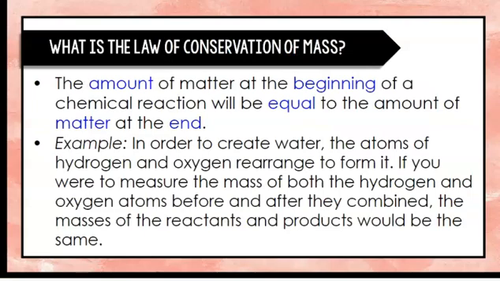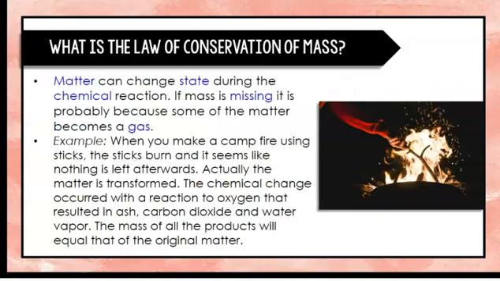Remember, the amount of matter at the beginning of a chemical reaction will be equal to the amount of matter at the end. For example, in order to create water, the atoms of hydrogen and oxygen must rearrange to form it. If you were to measure the mass of both the hydrogen and oxygen atoms before and after they were combined, the masses of the reactants and products would be the same. This is true for all chemical reactions. The mass before has to be equal to the mass after.